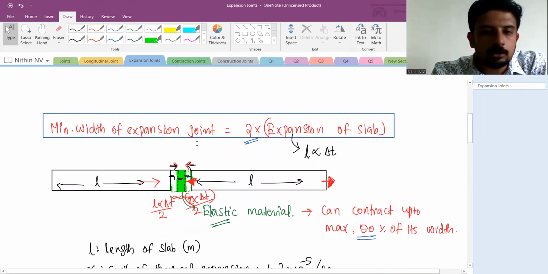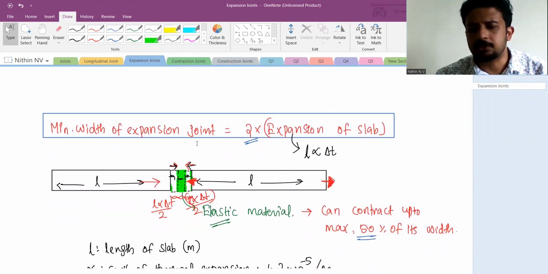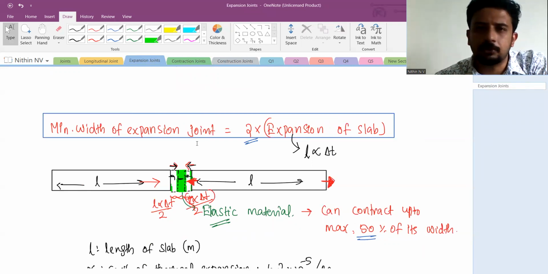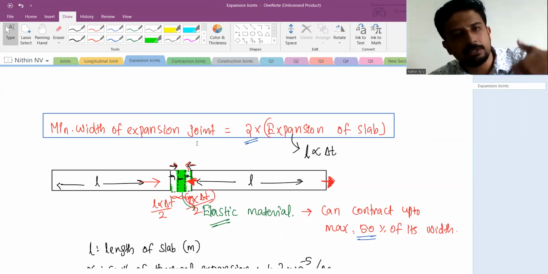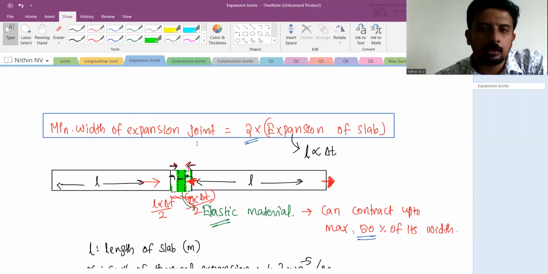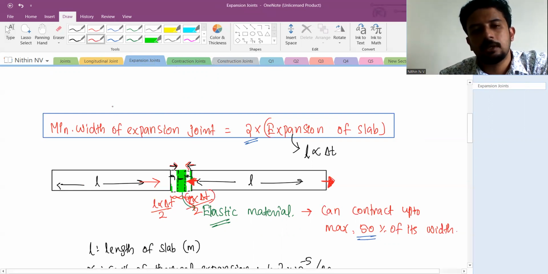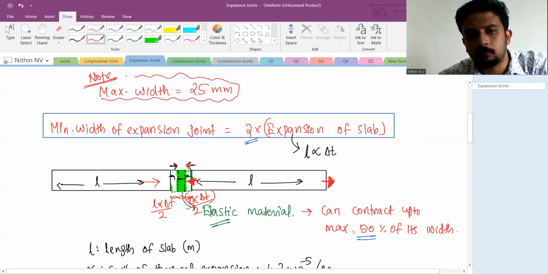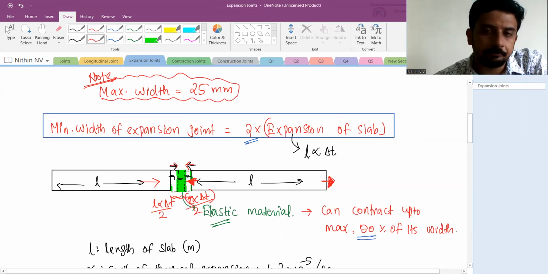But you cannot give the gap too much, right? Because if you are giving too much gap, as I already told you before, there will be too much discomfort for the vehicles, right? The vehicle's tires will fall into that gap. So what IRC says is the maximum width of the expansion joint can be only 25 millimeter. This is an important point. You cannot give a gap more than 25 mm, which means 2.5 centimeter.